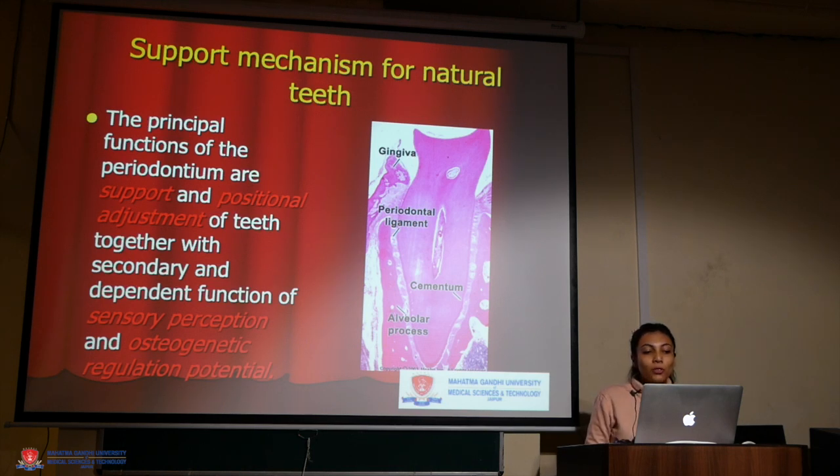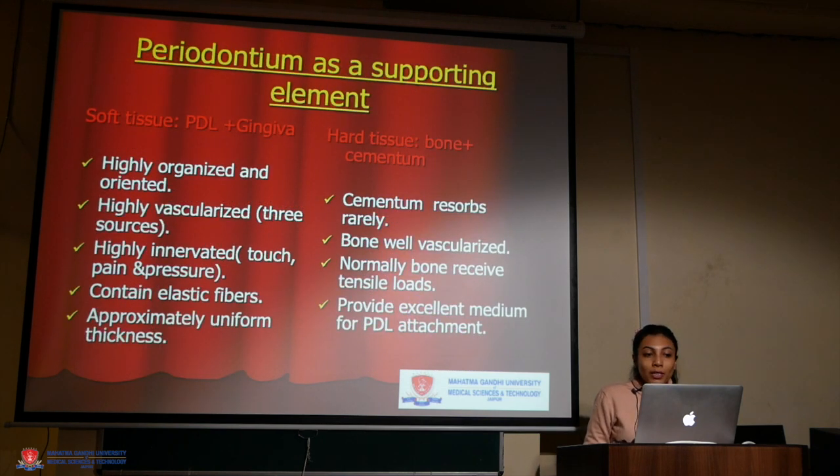The principal functions of the periodontium are support and positional adjustment of teeth, together with secondary and dependent functions of sensory perception and osteogenetic regulation potential. Periodontium as a supporting element. In soft tissue, there are the periodontal ligament and gingiva, which are highly organized and oriented, highly vascularized, highly innervated, and contain elastic fibers of approximately uniform thickness.